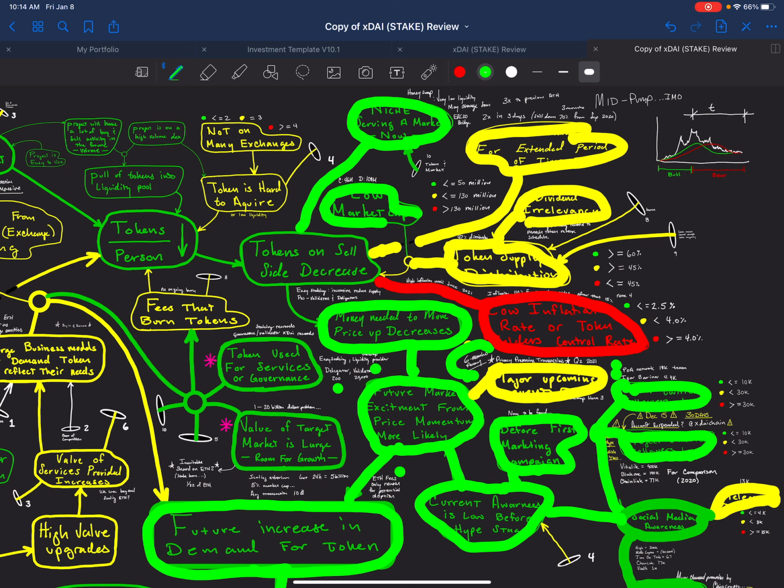Low market cap. They are a low market cap at fully diluted 108, and circulating is 46 million market cap. So it's a relatively low market cap. However, I put yellow because of the supply distribution.